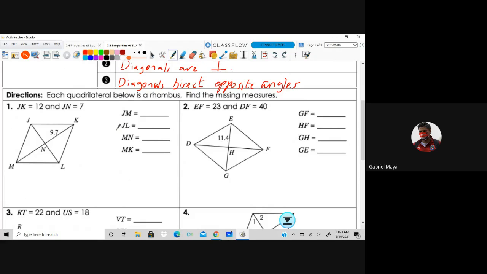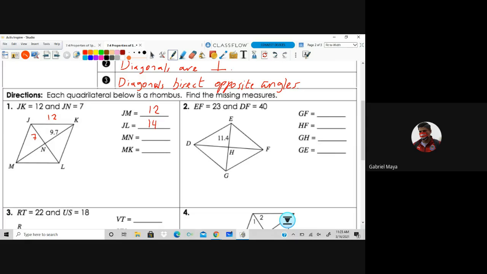If JK is 12 and JN is 7, let's find these. What's JM? JK right here is 12. JM, they may not be opposite sides, but they don't have to be. All sides are congruent, all four sides. So if JK is 12, JM is also 12. JN is 7. Where's JN? Right here. If that's 7, that means NL is 7. Oh, it asks us for JL. Well, this is also 7, so 14.